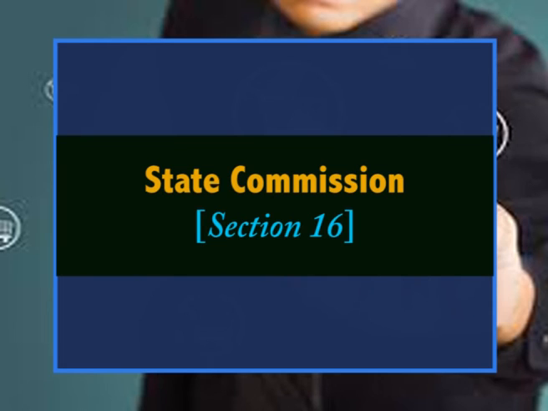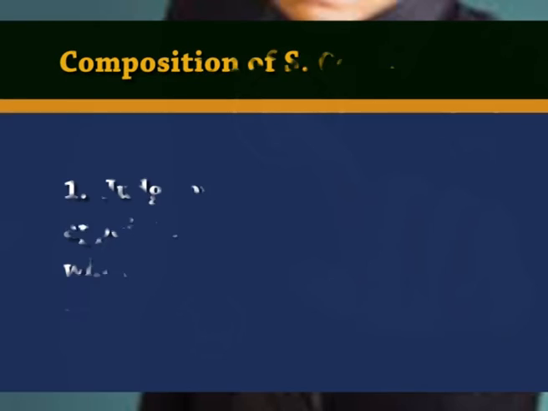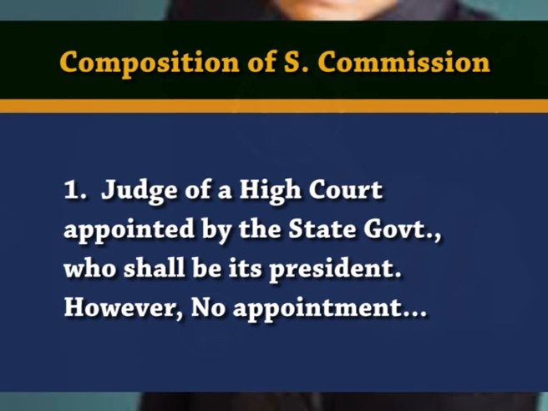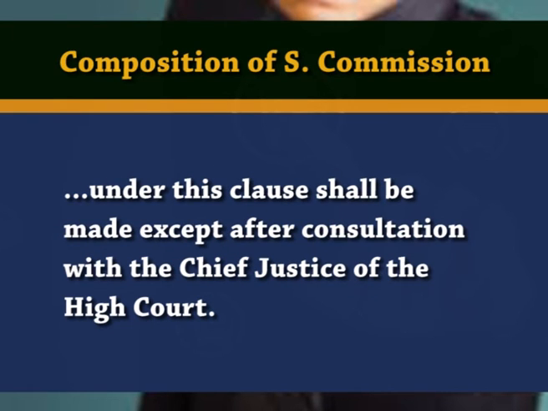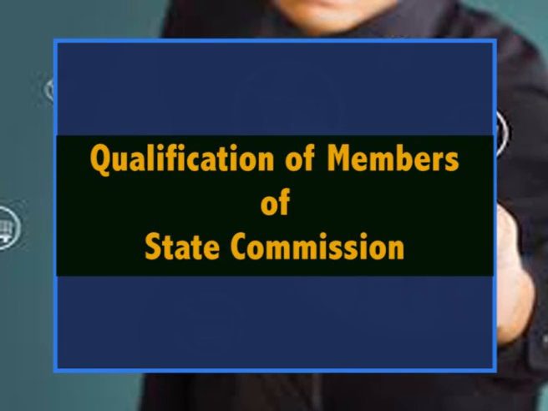Then we will discuss the State Commission, which is defined in section 16. Composition of the State Commission. Each State Commission consists of a person who is or has been a judge of a High Court, appointed by the state government, who shall be its president. However, no appointment under this clause shall be made except after consultation with the Chief Justice of the High Court. Not less than 2 and not more than such number of members as may be prescribed, one of whom shall be a woman.